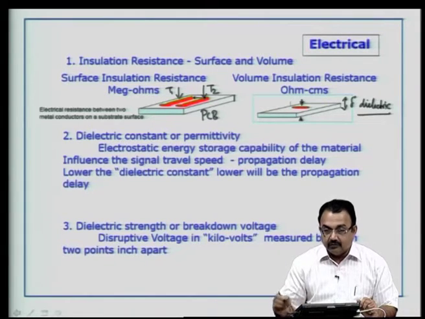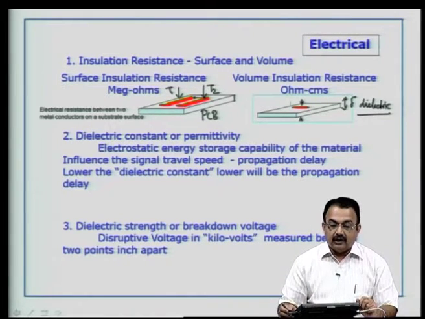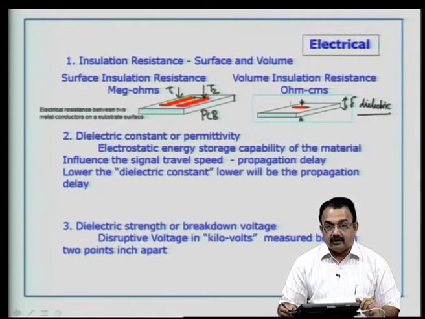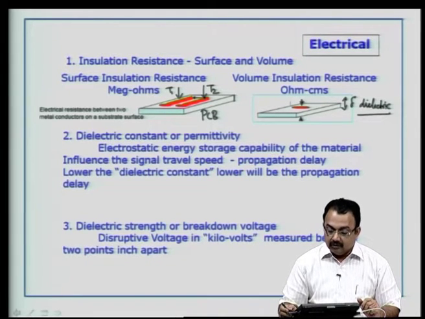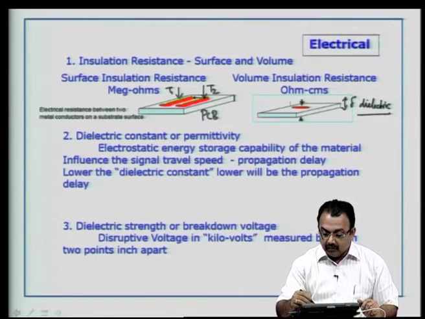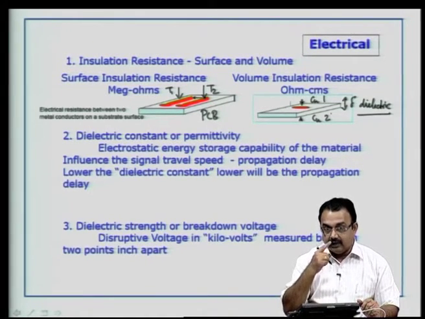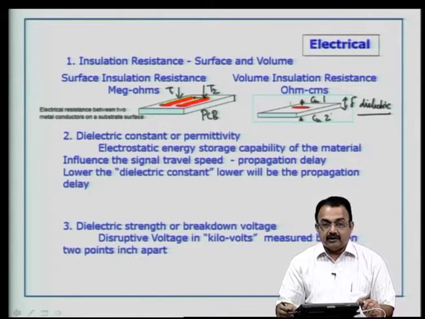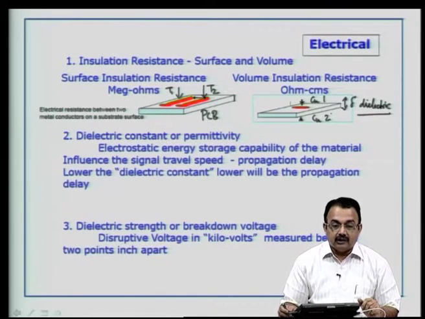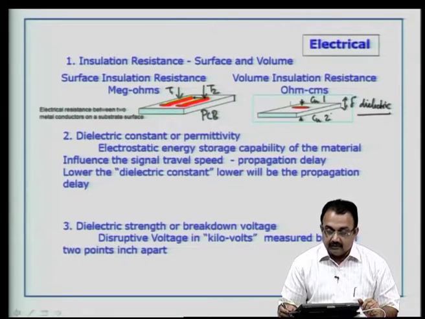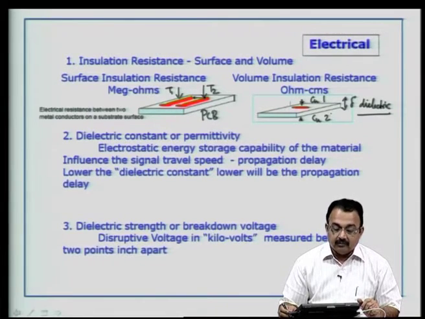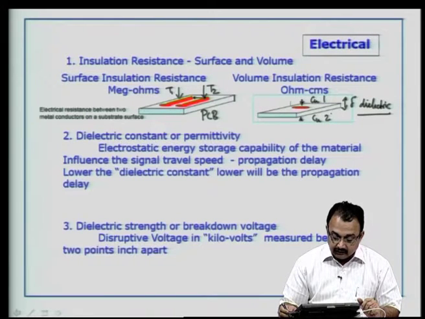Now, lower the thickness, again we are interested in the dielectric constant being very low, and how copper on plane 1 and copper on plane 2 can function electrically in a much better fashion based on the thickness of the dielectric. So, the volume insulation resistance measured in ohm centimeters is also a parameter of importance for the designer.